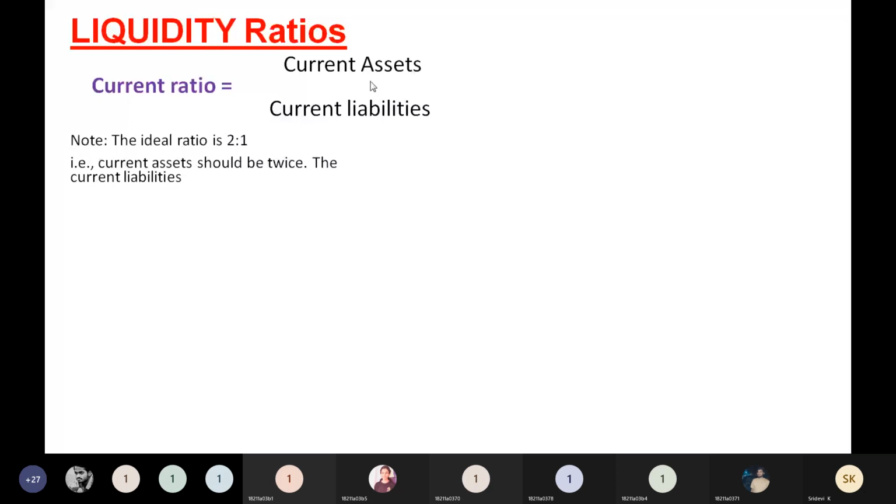Here assets are nothing but the properties of the company, and liabilities are nothing but the borrowed amounts, or what the company needs to pay. Current assets means those in a short period. Within a short period, the available properties of the company are current assets, and how much amount the company needs to pay to outsiders is current liabilities. So all this includes short period assets and short period liabilities.